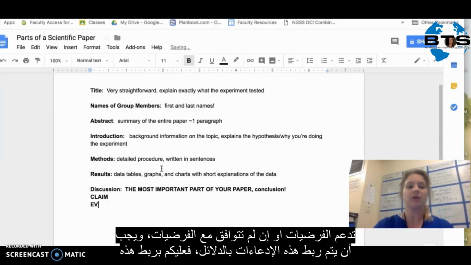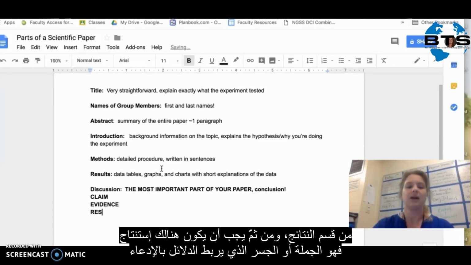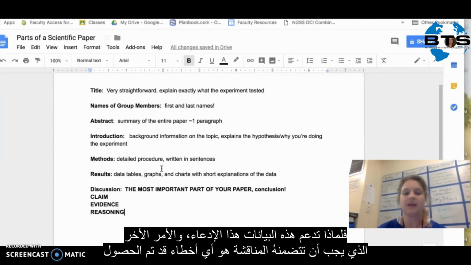You should connect your claim to the evidence. So connect that claim to the data. What data supports your claim? Give numbers and specific facts that you found from your results section. And then you should have a reasoning, which is your sentence or your bridge connecting the evidence to the claim. Why does that data support your claim?